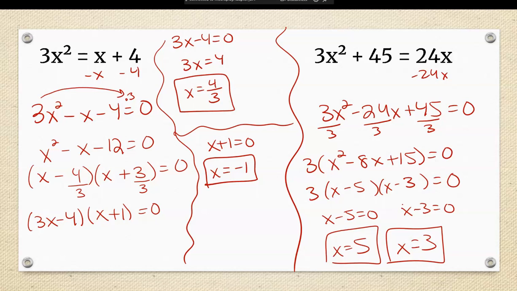It essentially changes the slope of the curve. That is what the 3 does.